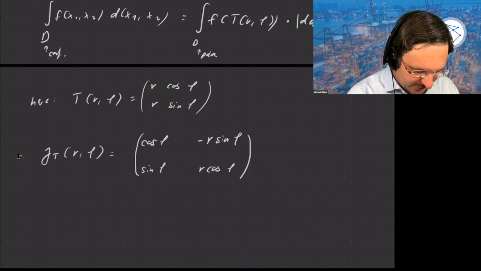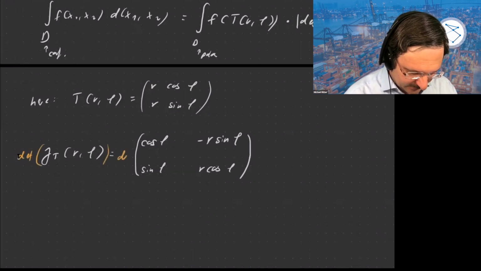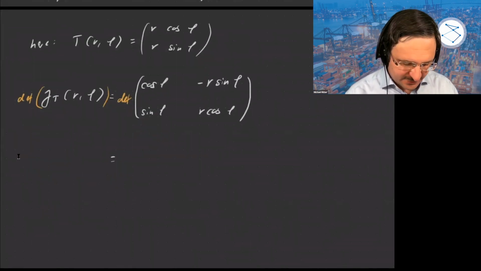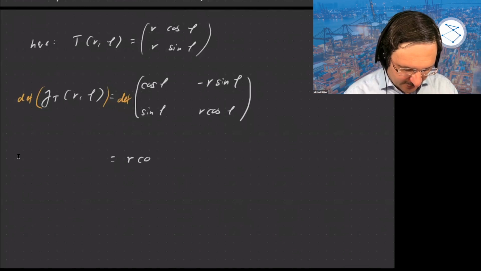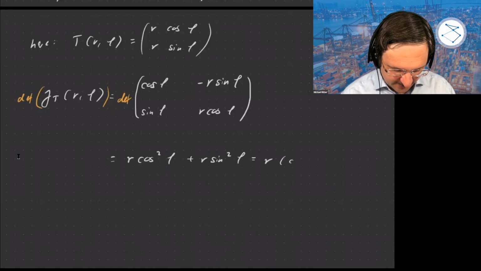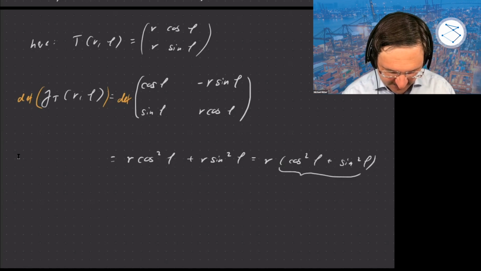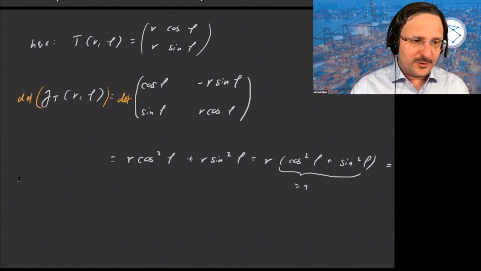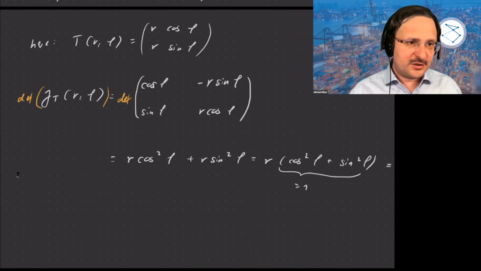And then we need to compute the determinant of that. So that's a 2 by 2 matrix. So that's easy to compute. And the result is r cosine squared plus r sine squared. So we get r times cosine squared plus sine squared. And as you know, this expression here, that is 1. So the result is simply r. Right, so that is our determinant. And now let's apply this to the function that is given here in this problem 11.1.